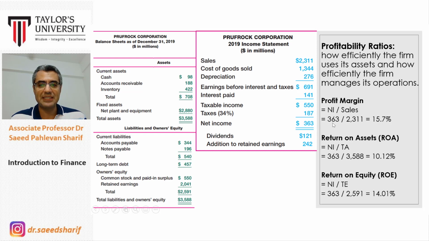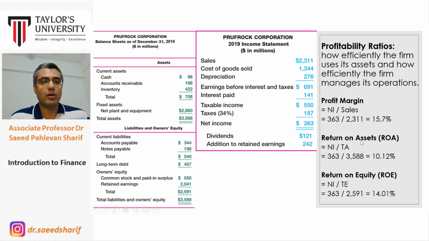So 363 divided by 2,311 will give you 15.7%. And for these types of ratios, of course, we prefer higher. In this case, it means for $1 in sales, this company can make 15.7 cents in net income.